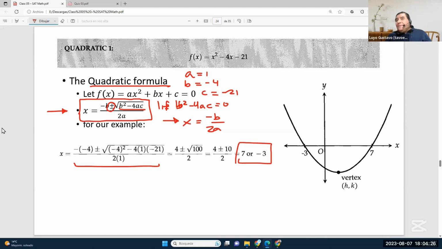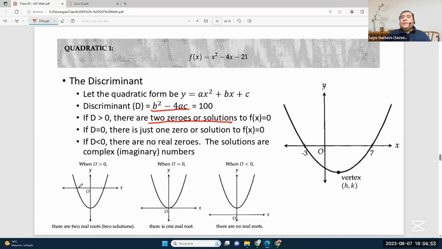What happens if B squared minus 4AC, the radicand, is negative? We know that we cannot calculate the square root of a negative number. So what does that mean? If there is a square root of a negative number, that is an imaginary number or complex number, okay? That means that the solutions exist, but not in the domain of real numbers. So this is what we're trying to say here. Okay, these three cases. The expression B squared minus 4AC, the discriminant, has three cases.